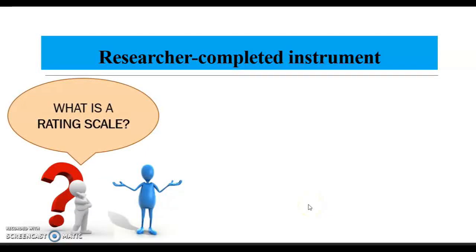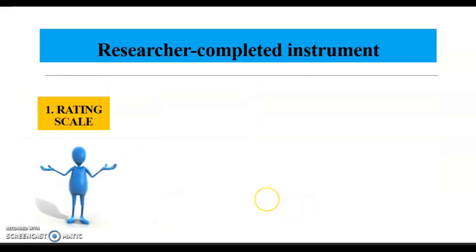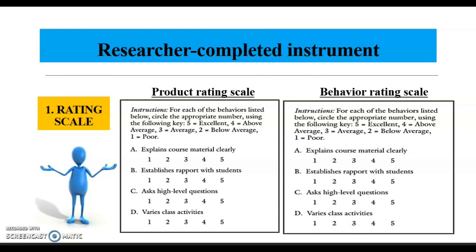What is a rating scale? A rating is a measured judgment of some sort. When we rate people, we make a judgment about their behavior or something they have produced. These are examples of product rating scale and behavior rating scale. The respondents were asked to circle the appropriate number using the following key: 5 excellent, 4 above average, 3 average, 2 below average, 1 poor.